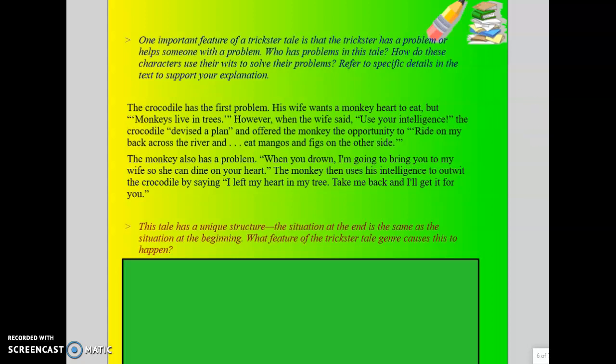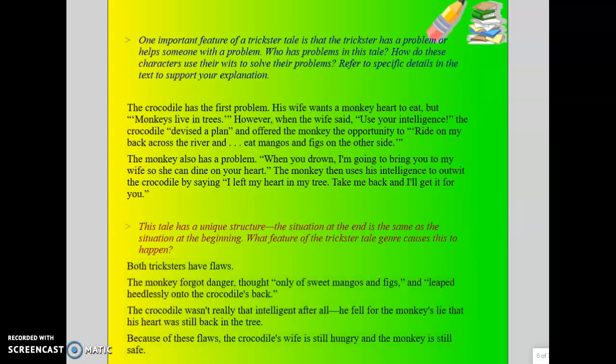The second question that you might be asked to answer would be something like this. This tale has a unique structure. The situation at the end is the same as the situation at the beginning. What feature of the trickster tale genre causes this to happen? Now that's a tough question. This tale has a unique structure. The situation at the end is the same as the situation at the beginning. What feature of the trickster tale genre causes this to happen?